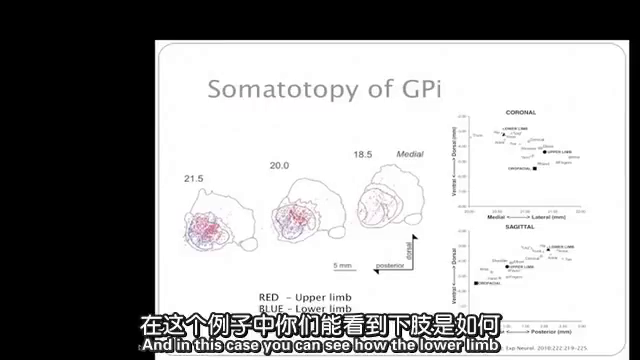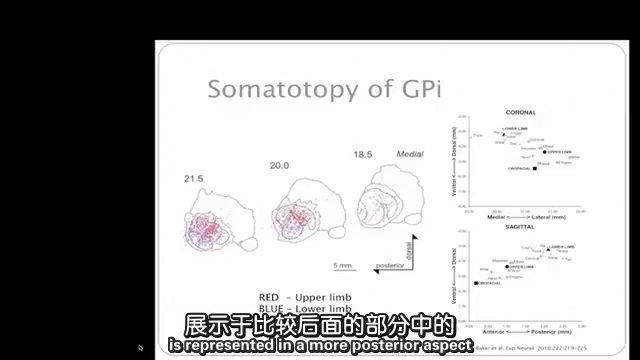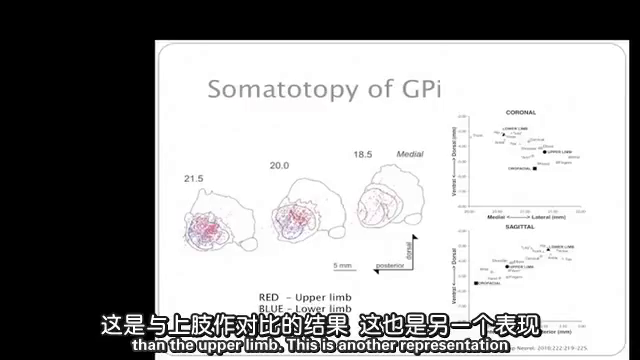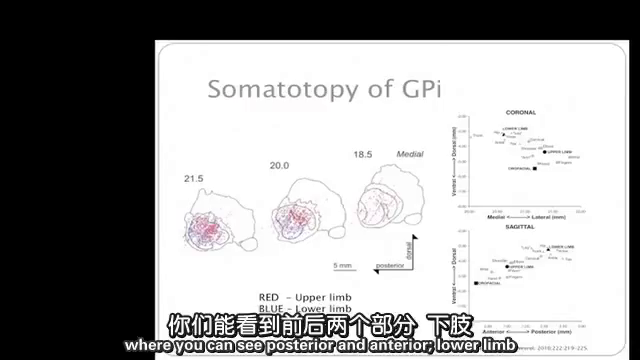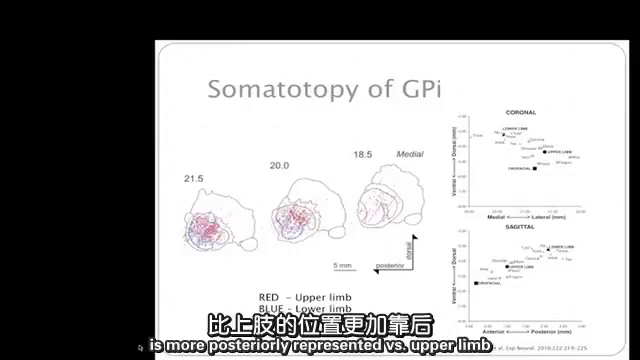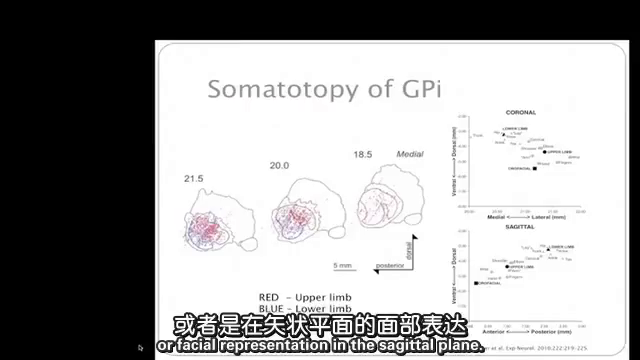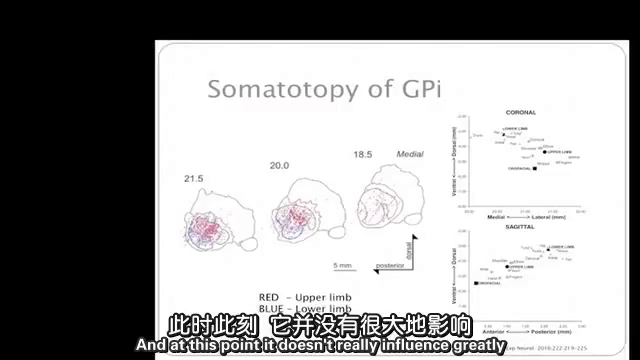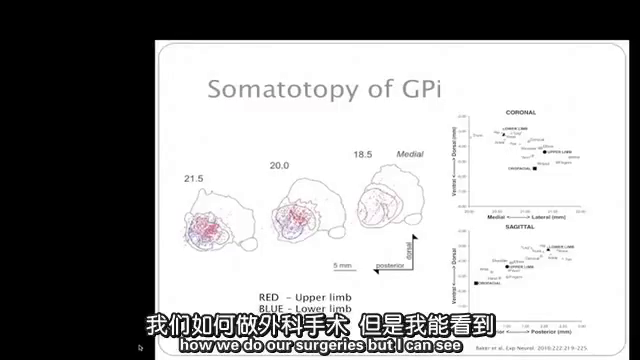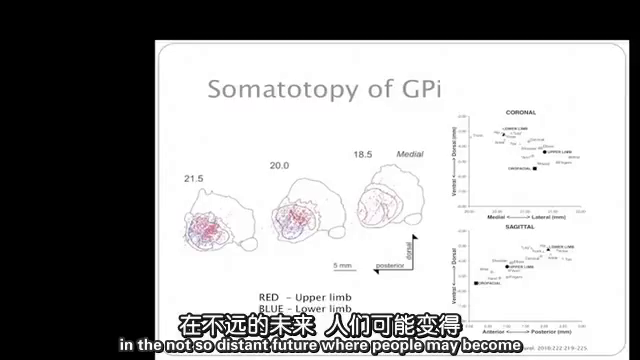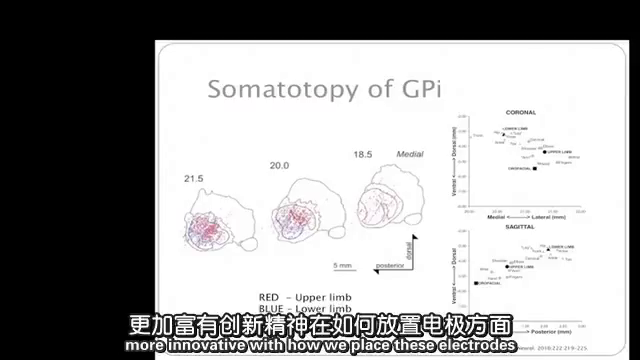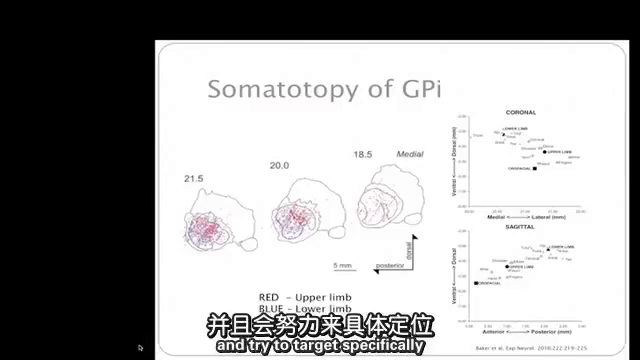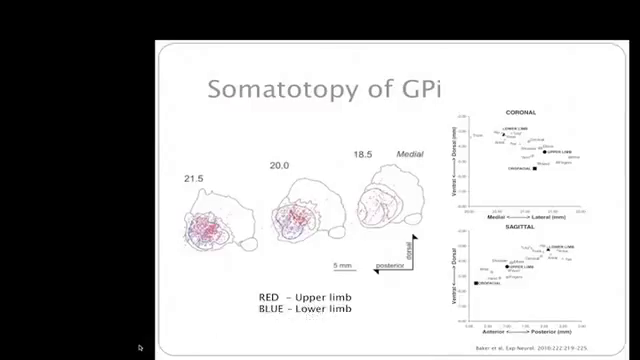And in this case, you can see how the lower limb is represented in a more posterior aspect than the upper limb. This is another representation where you can see posterior and anterior. Lower limb is more posteriorly represented versus upper limb and orofacial representation in the sagittal plane. So it's important to appreciate that there is somatotopy, and that at this point it doesn't really influence greatly how we do our surgeries, but I can see in the not too distant future where people may become more innovative with how we place these electrodes and try and target specifically different areas for treatment of different diseases.